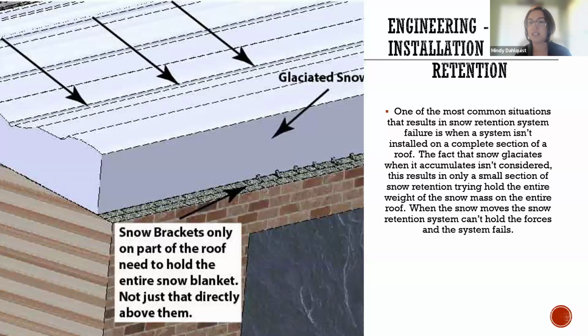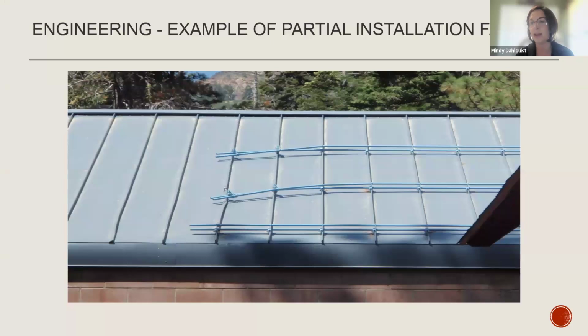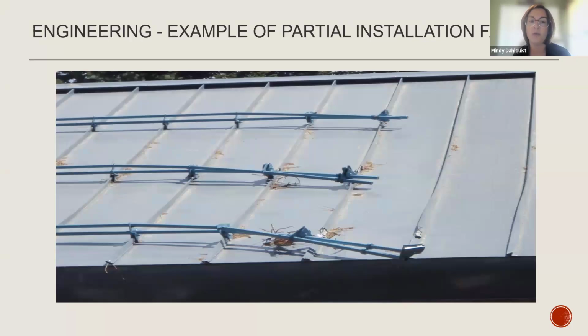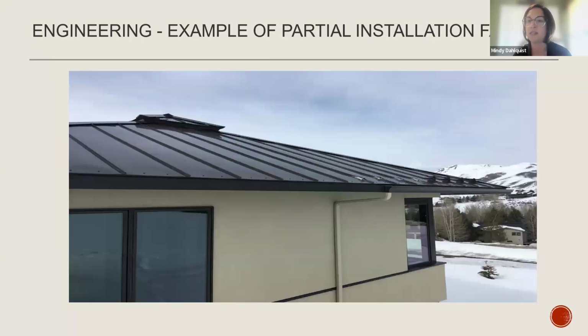Partial installation is the biggest and most common reason that you will see failures of snow retention. Just covering a doorway or a walkway, a window, a garage, something like that with snow retention allows for that whole force of that blanket of snow to be held by a very minimal area of snow retention. So in these photos here, that whole run of the roof is being held on those last final ribs, and the ribs of the roofing material are not made to hold that much weight back. So it's very important that that is dispersed across the entirety of the roof.